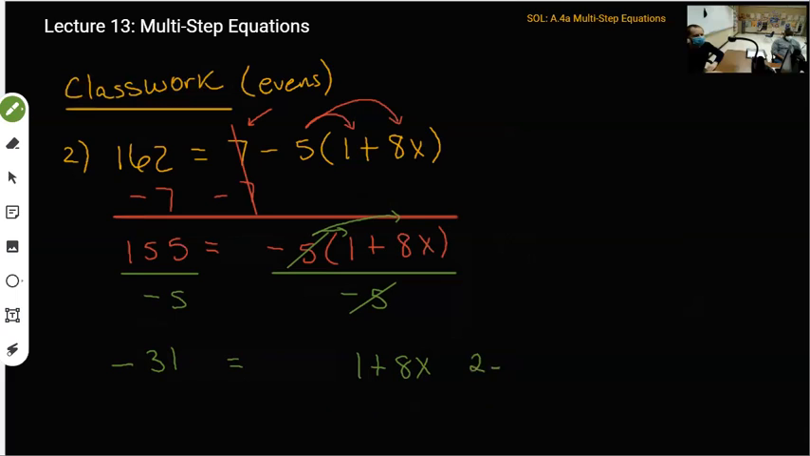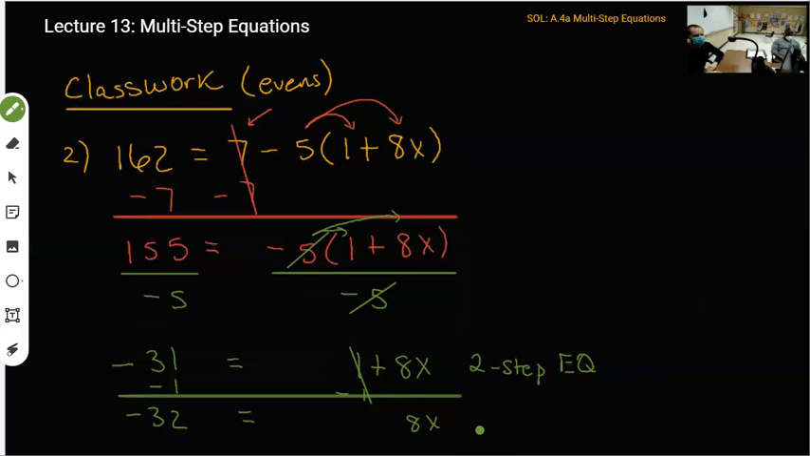I now have a 2-step equation, right? I can solve this in 2 steps by subtracting 1 first. So I do that first. And I get -32 on this side with only an 8x on the right side. So then the last thing I need to do is divide by 8. And that's going to get x by itself. Okay, so the x is by itself now, and all the numbers show up on the left side. Negative 32 divided by 8 is going to give me negative 4. That's my solution.